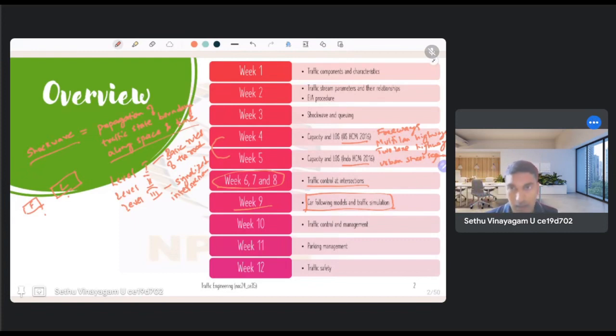Here we were looking at multiple ones, like the Forbes model, Pipes model, then the General Motors models. Here we had the first generation, Gen 1, up to Gen 5, five generations of the GM car following model. So all these were covered, right? What is the theory behind it, and what are the different parameters associated with these? And then we were also looking at Wiedemann's car following model.